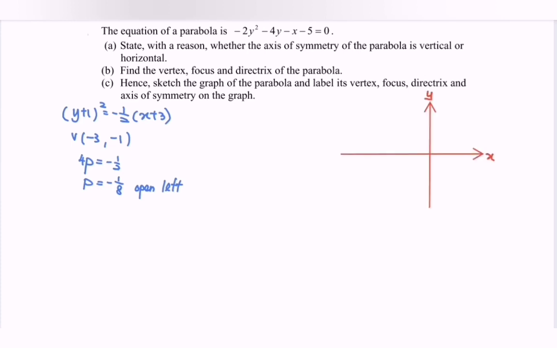So refers to the question, find the vertex, focus and directrix of the parabola. Hence, sketch the graph of the parabola and label its vertex, focus, directrix and axis of symmetry on the graph. So let's begin with the vertex. We have negative 3, negative 1. So negative 1, negative 2, negative 3. So here we have the negative 1. So here will be the vertex.